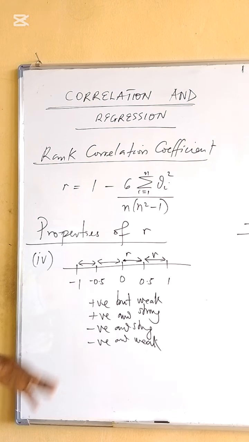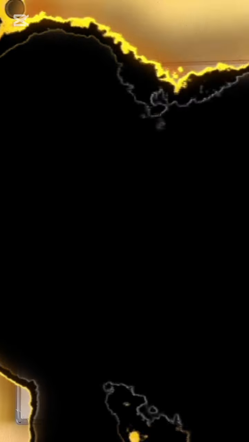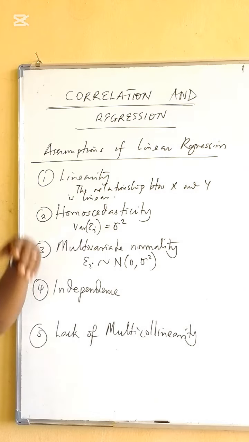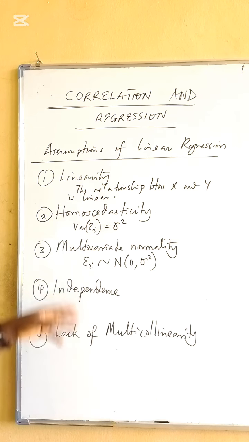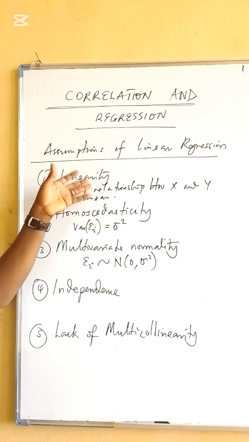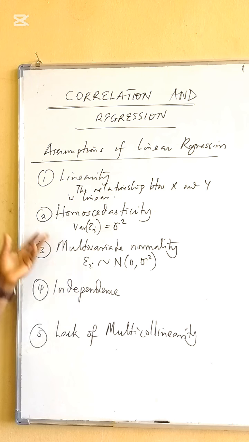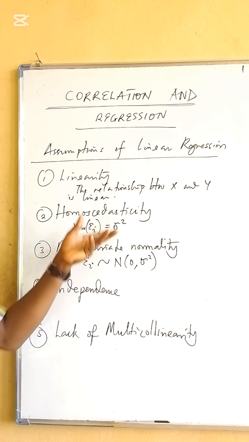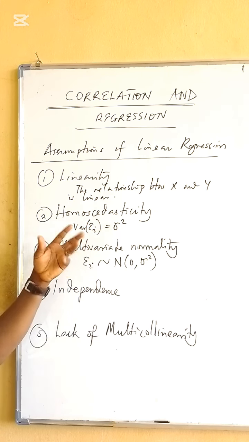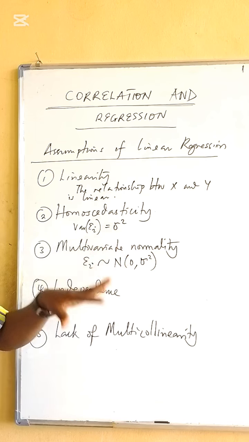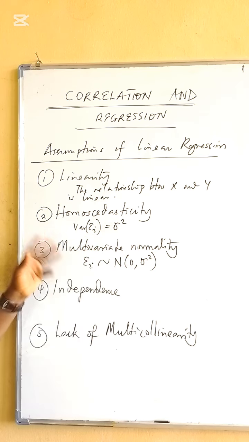Okay? So that being said, let's now look at what we call assumptions of a linear regression model. Please take note that linear regressions are fit based on the following assumptions: number one, the relationship between X and Y must be linear, in this case for a bivariate data. Two, homoscedasticity holds, in the sense that the variances of the error terms are all equal. That is the case of constant or equal variance.